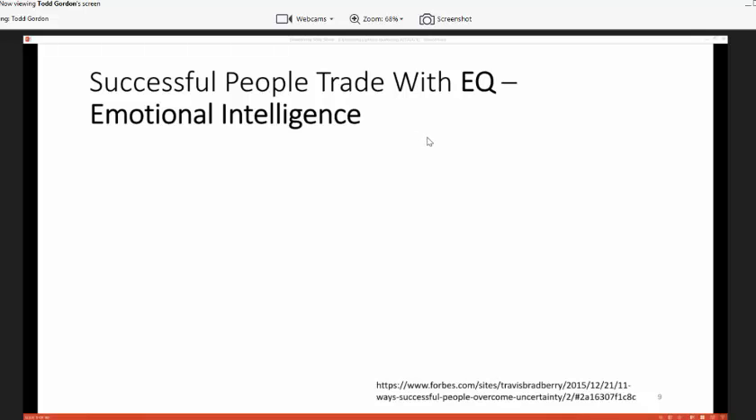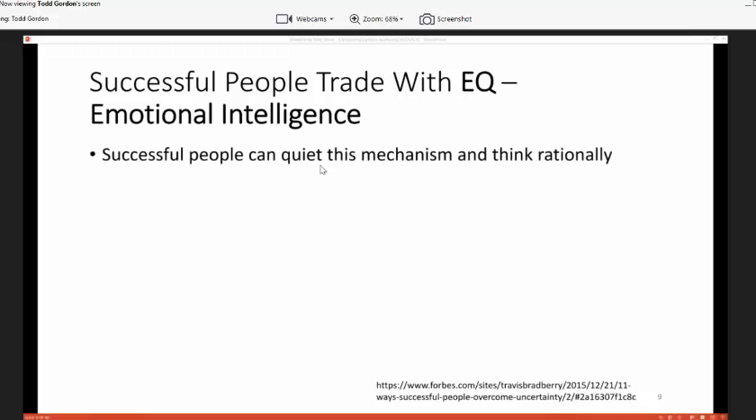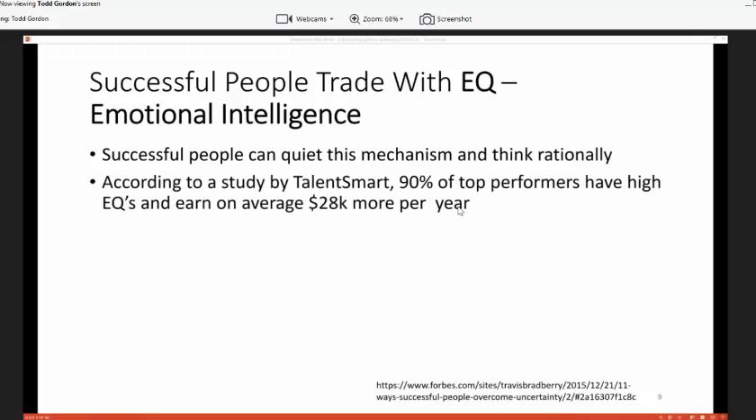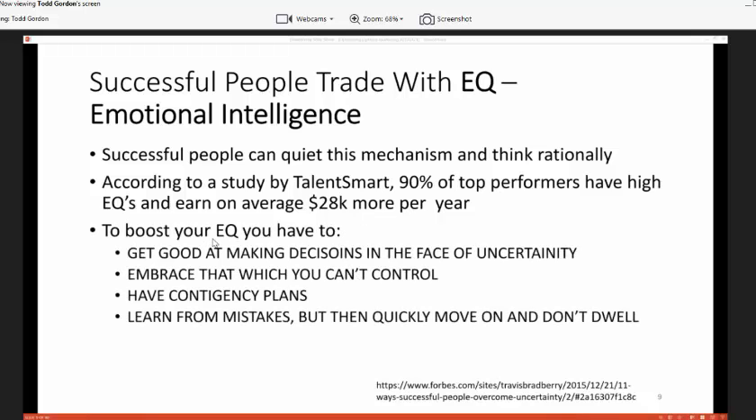So you've got to develop your EQ, emotional intelligence. Successful people can do this and quiet this caveman tendency. There's a study that shows that people who have high EQ, which is emotional intelligence, make on average $28,000 more per year. There are definitely ways to boost your EQ. Most importantly, have a backup plan if your plan A doesn't work. And if plan A doesn't work, learn from it, but quickly move on.